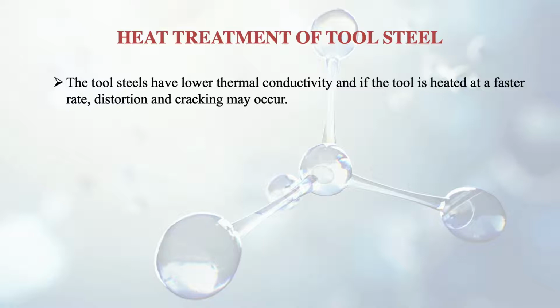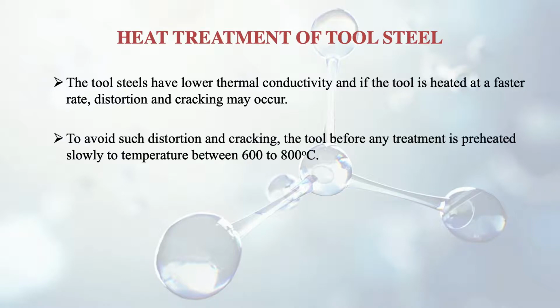That means the heat will not be conducted at a good rate, and if the tool is heated at a faster rate, some portion will be hotter and some will remain cool, because the thermal conductivity is less, and it will lead to distortion and cracking may occur. To avoid such cracking and distortion, the tool before any treatment will be preheated slowly to a temperature around 600 to 800 degrees centigrade. This preheating is very important because we have to prevent the cracks and distortion.